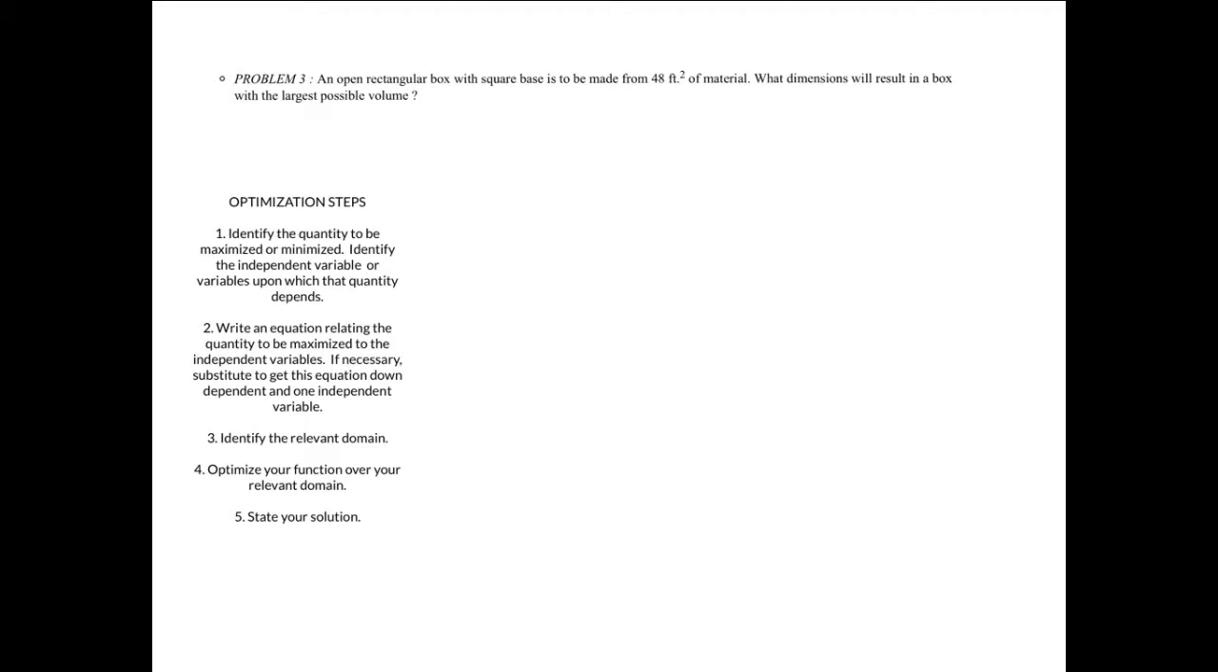The first example: if an open rectangular box with square base is to be made from 48 square feet of material, what dimensions will result in a box with the largest possible volume? So the first thing I want to do is identify the quantity to be maximized or minimized. So if you read the problem, it says what dimensions will result in a box with the largest possible volume. So this is the thing I want to maximize. I want to maximize volume. And since I'm trying to maximize volume, let's call that V.